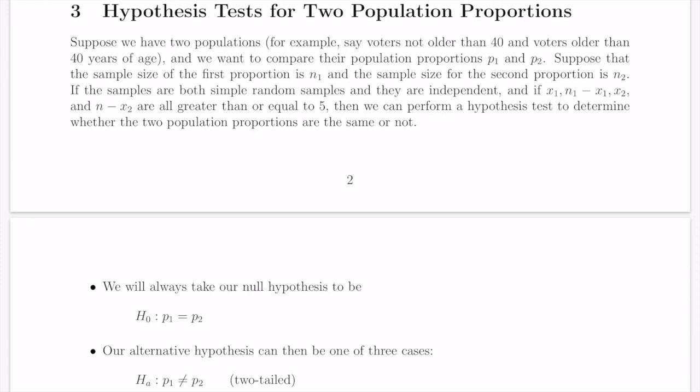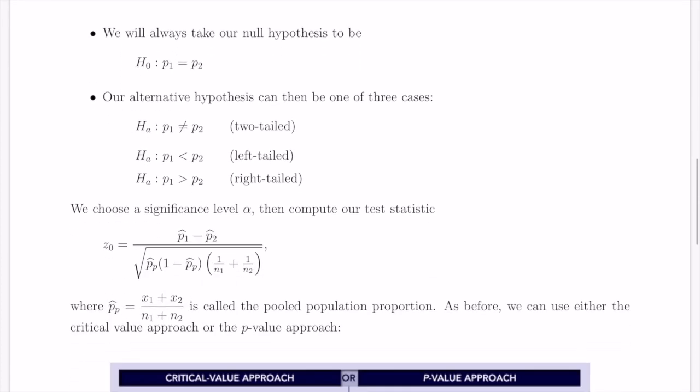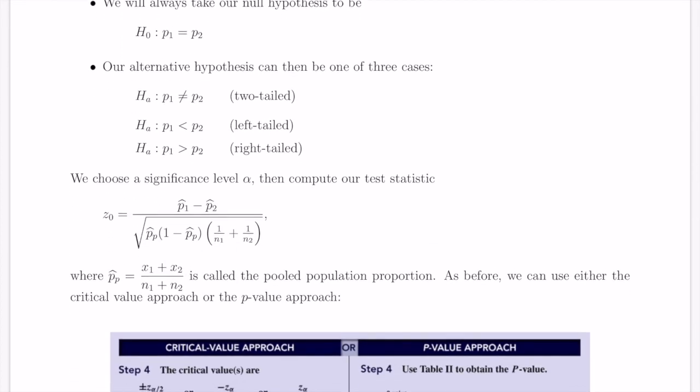So we're going to call P1 the proportion of the first population. P2 is the proportion of the second population. Our null hypothesis is always going to be that the two proportions are equal. The two population proportions are equal. The alternative hypothesis can then be that they're not equal, one's less than the other, or one's greater than the other. Okay, so that's our two-tailed and then one-tailed alternative hypotheses.